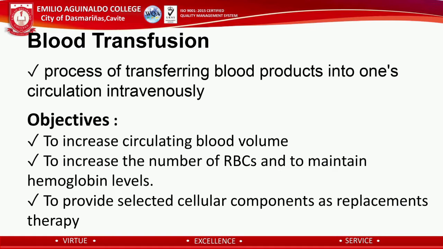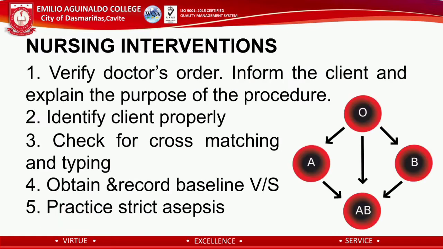The objective po ng blood transfusion is first, to increase circulating blood volume such as pagkatapos ng surgery, nagkaroon ng trauma, or hemorrhage. Second is to increase the number of RBCs and to maintain hemoglobin level such as sa patient na may severe anemia po. And lastly is to provide selected cellular components such as replacement therapy katulad ng may lack of clotting factors, platelets, or albumin. Now, for the nursing intervention, these are some important things na need nating malaman.